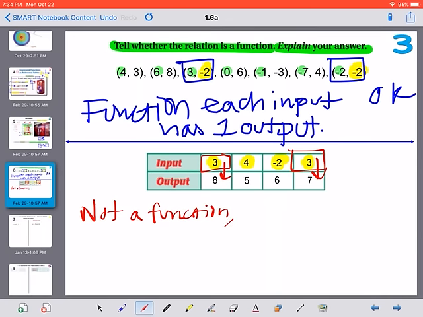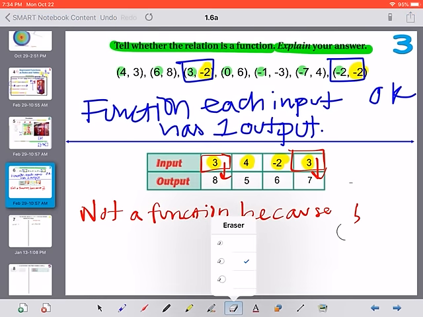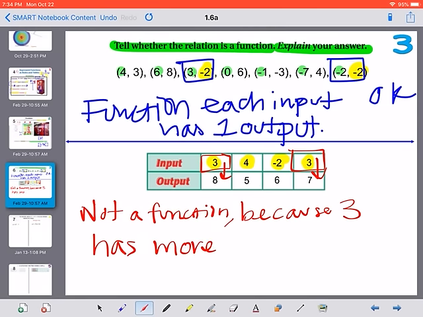And it says explain your thinking. Well, because the 3, oops, that doesn't look like a 3. Let's try it again. Because 3 has more than one output. And we can't have that. For every input, there's only one output, and this input has 2 outputs, so it's not a function.